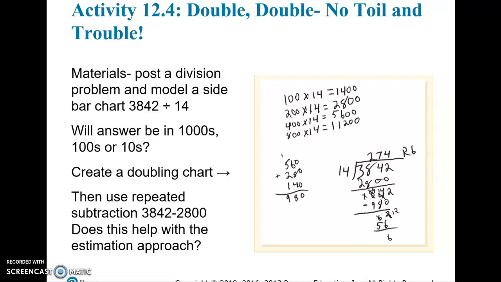In the problem 3,842 divided by 14, they make a multiplication side chart. 100 times 14, 1400. 200 times 14, 2800. 400 times 14, 5600, which is way too much. But they even went 800 times 14 to make 11,200. So they figured out that it was closer to 200, so then it ended up being 274, remainder 6.